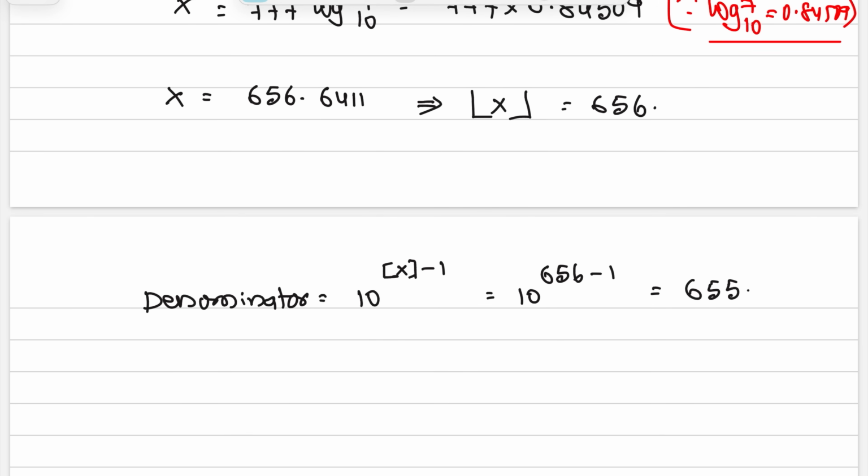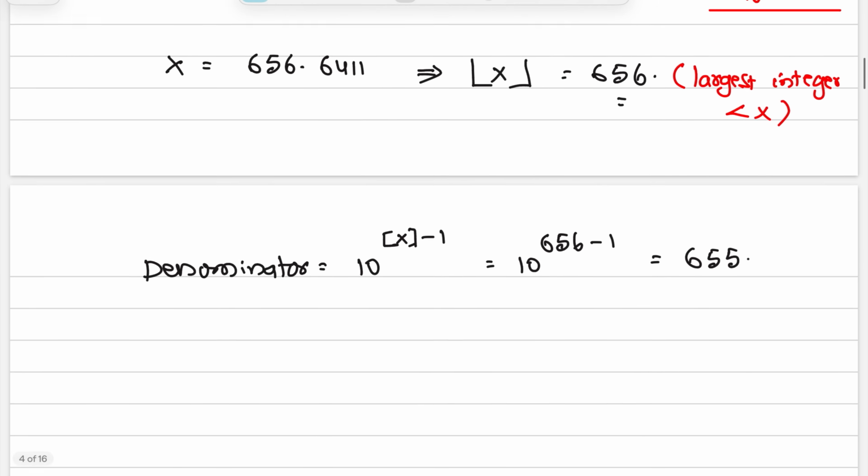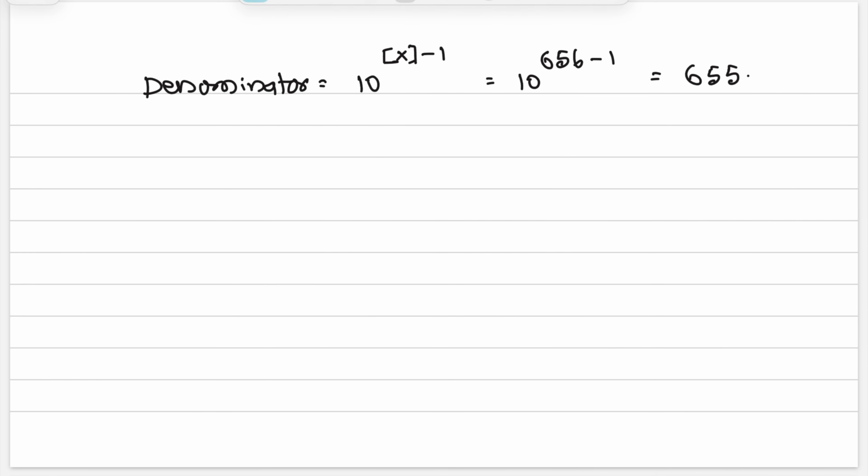From the given value, how to find out the floor function? It is the largest integer. What is the largest integer less than x? It is 656. If it goes to 657, that will be greater than x. It should be less than x. The largest integer less than x is 656. This is the floor function x meaning. Now we got the denominator.